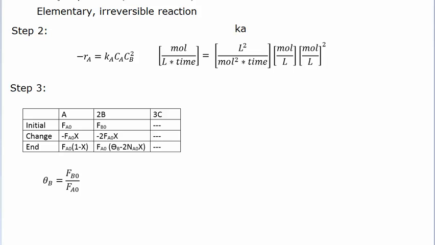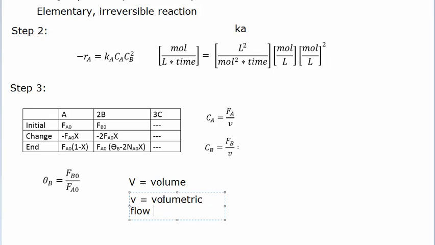Okay, so the next step is to, again, describe the concentrations of each of these, because remember, this isn't an F over here, this is a C. So we need to convert between molar flow rate and concentration for each of these. Okay, and notice over here, what is this small v? Well, large V is volume, and small v is volumetric flow rate.